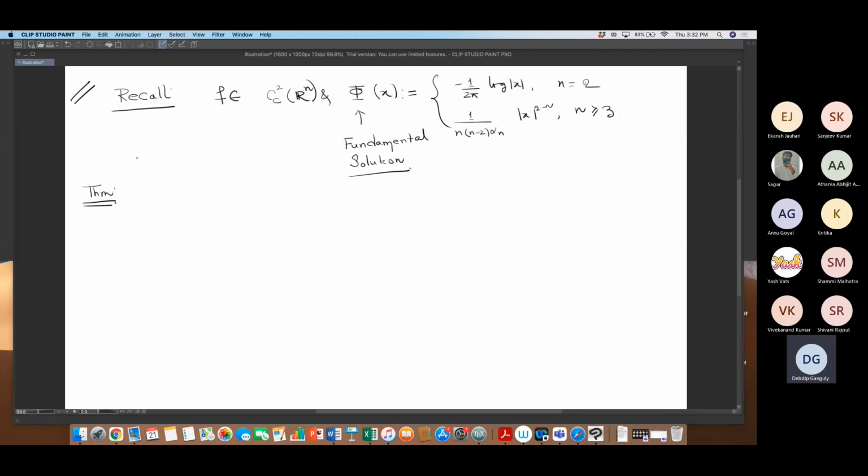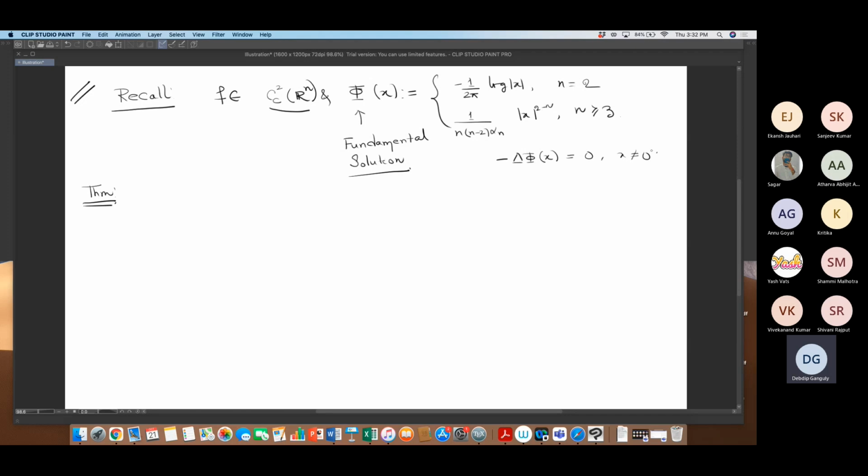So let us first recall what we were doing in the last class. f is a continuous C2 function in R^n, a C2 function with compact support, and phi(x) is the fundamental solution for the Laplacian. That means the Laplacian of phi(x) equals 0 when x is not equal to 0. Of course, there is a problem at x equal to 0, but we don't have to bother about that now.